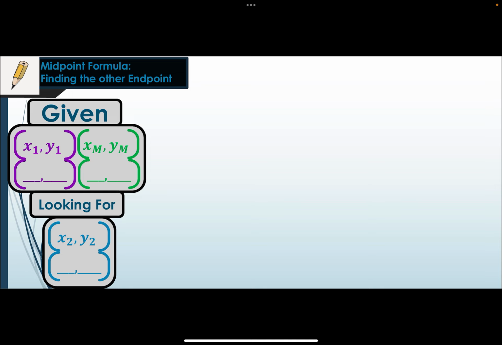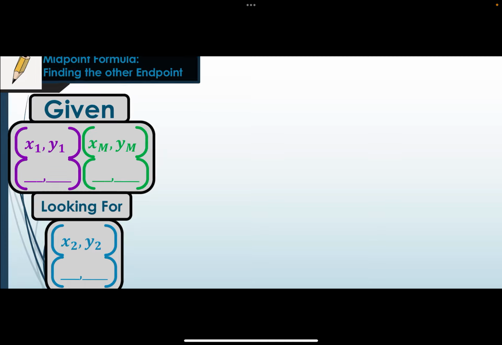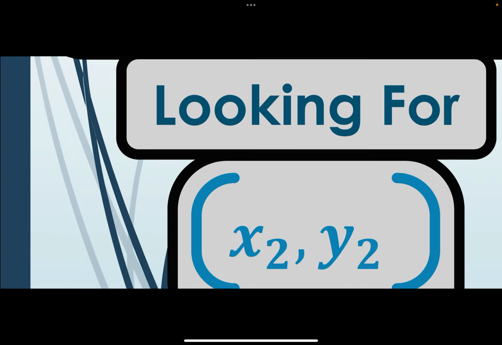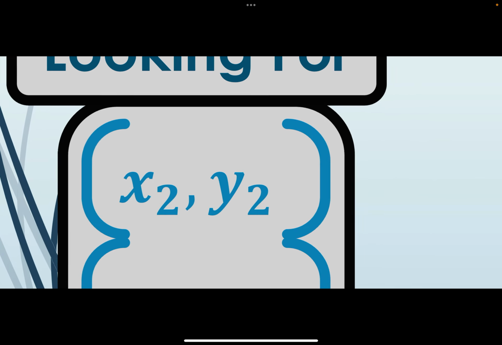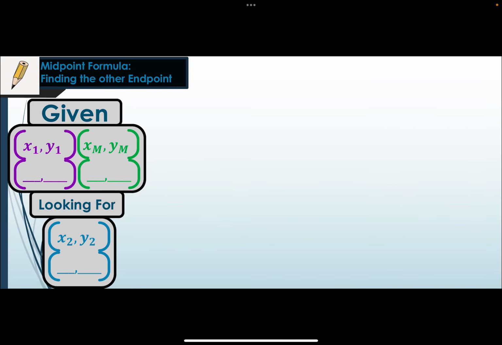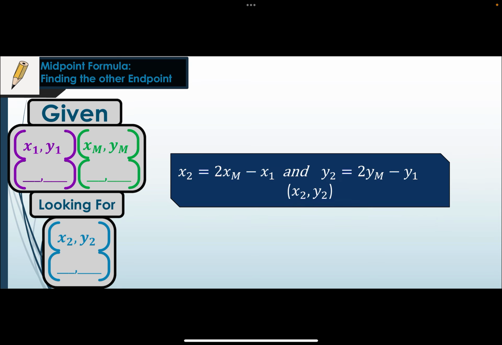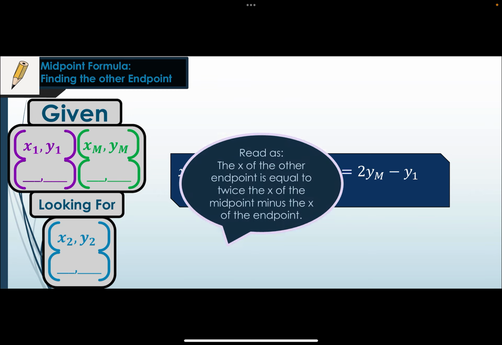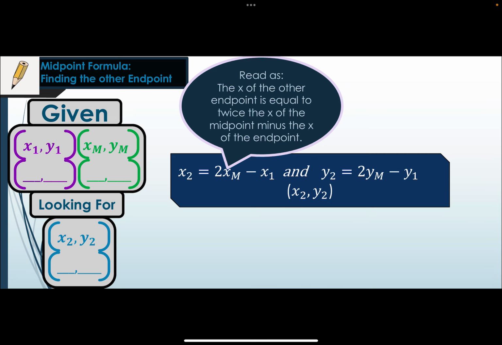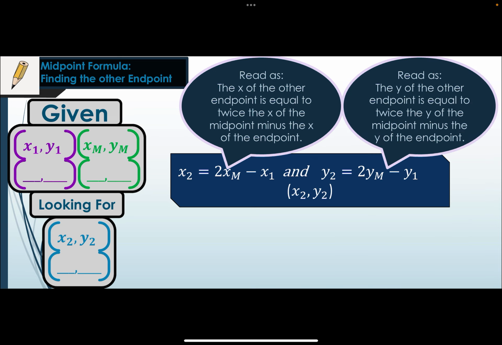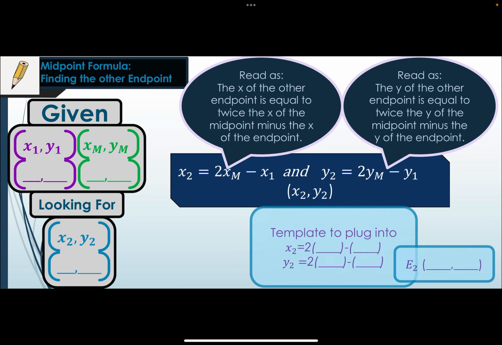So we're given x sub 1, y sub 1, and x sub m, y sub m. One endpoint, one midpoint. And we're looking for x sub 2, y sub 2, the other endpoint. Okay? Then we can just simply take that midpoint, multiply it by 2, subtract the given endpoint. It's a simple formula. We can just plug it in.